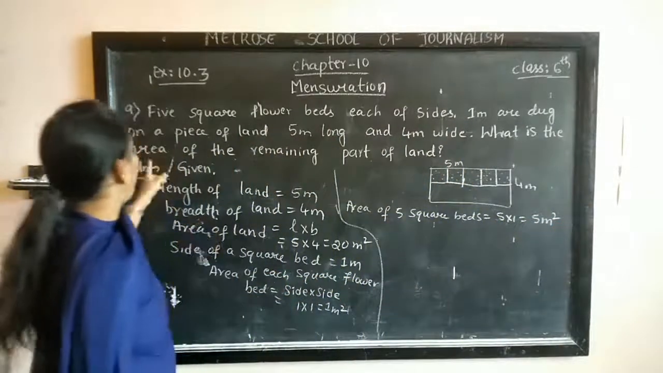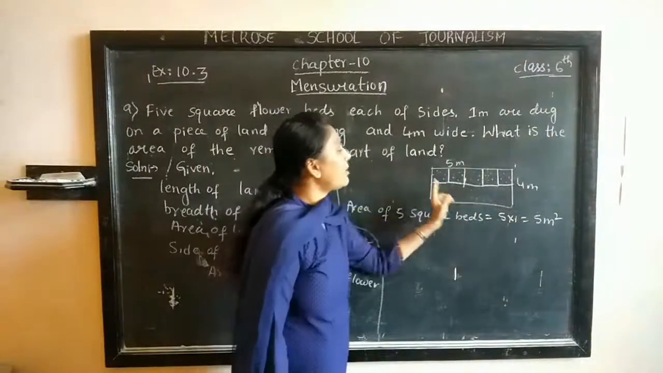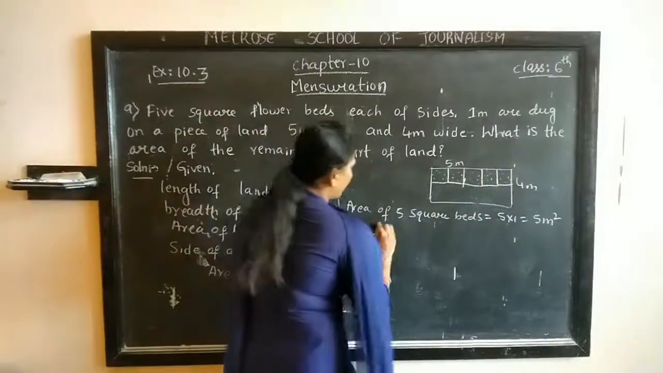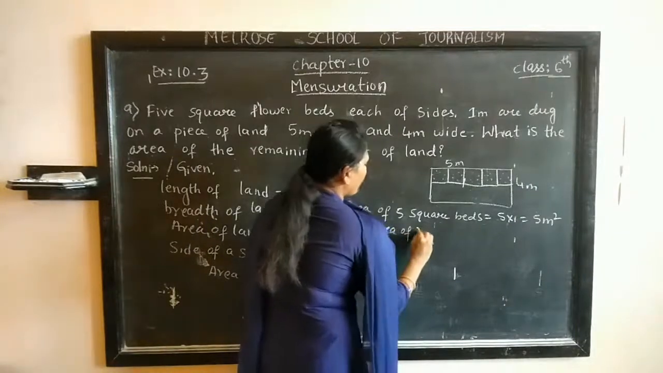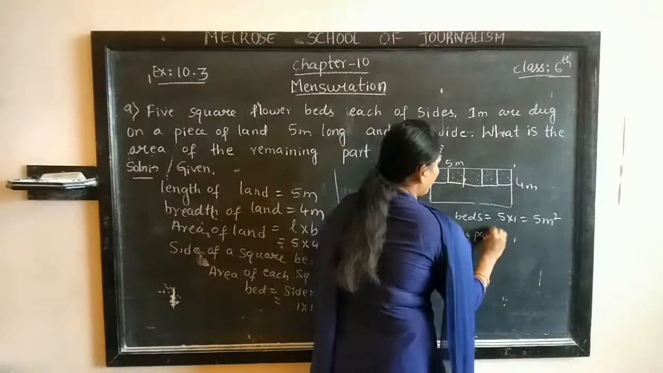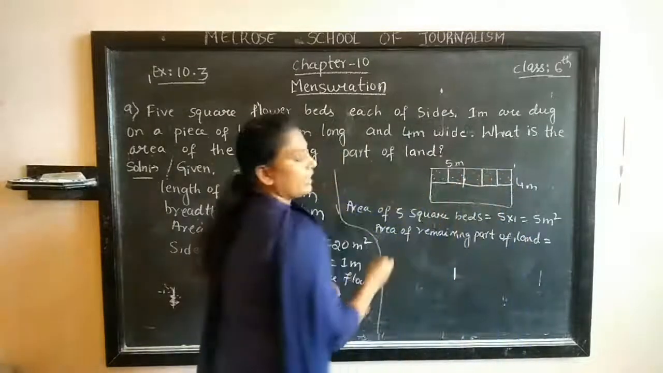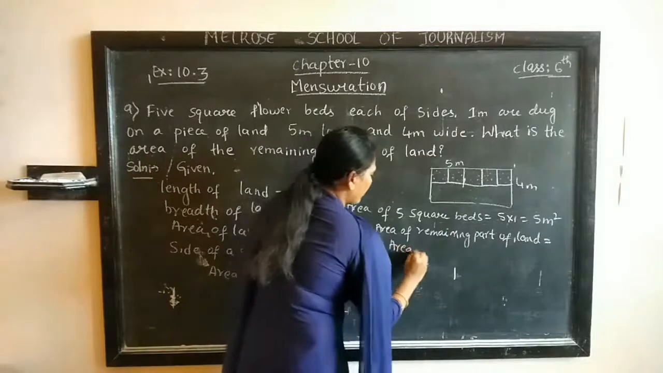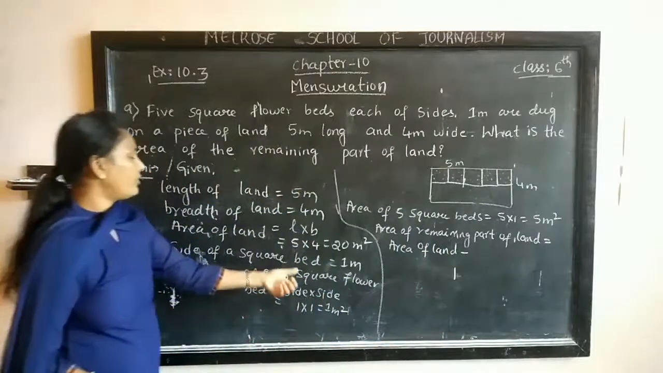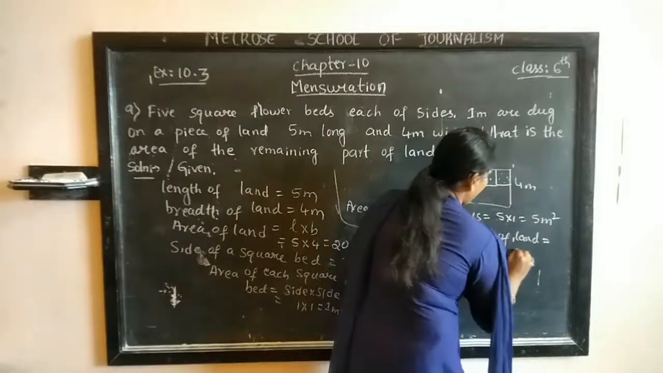And the area of the remaining part of land. The area of this remaining part of land is the area of the land minus the area of 5 square beds. Yes or no? Area of remaining part of land is equal to area of land minus area of 5 square beds.